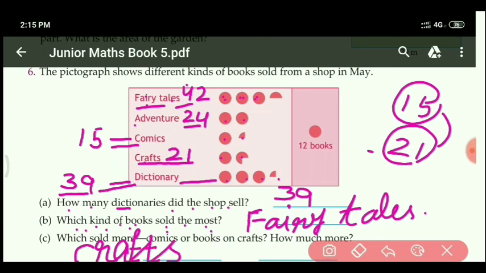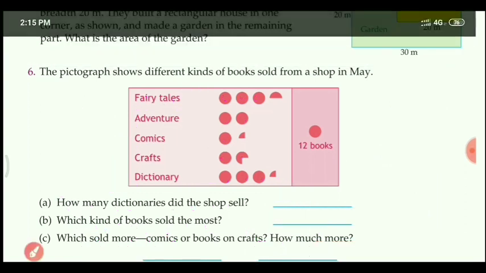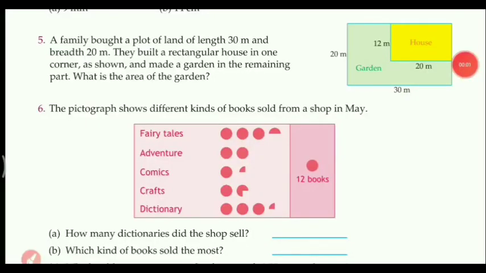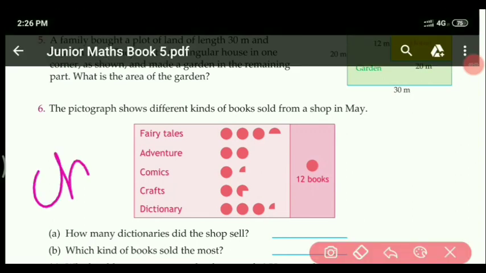And how much more? So 21 minus 15, craft book minus comics book. How much is left here? 6 only. So till here your exercise 1D is finished, and your chapter number 1 is also over here.